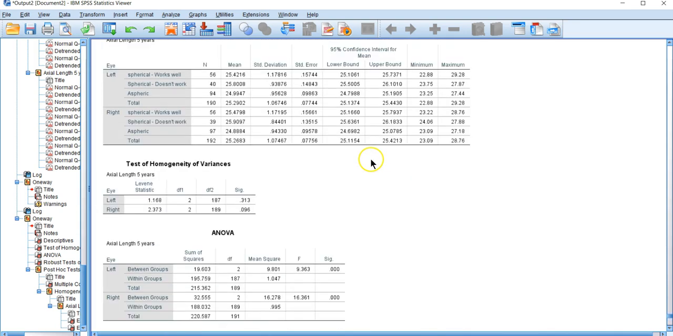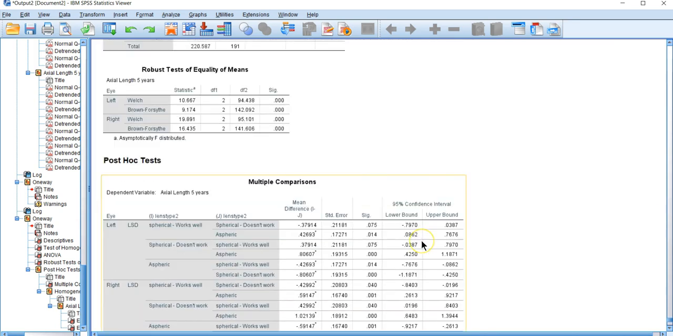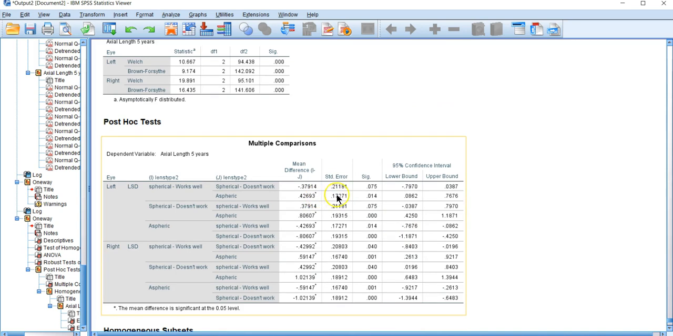So if we look up here at our means, we see after 5 years, the shortest axial length are the aspheric eyes, or lenses. Next is the spheric, and next is the spherical, which doesn't work. So these are the longest, and that's what you would expect from that graph that we looked at. So we get a difference, even though they looked pretty close on the plot, the aspheric and spherical works well were different. Then it just does the same thing, but puts spherical doesn't work well.